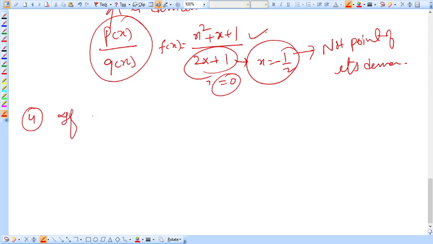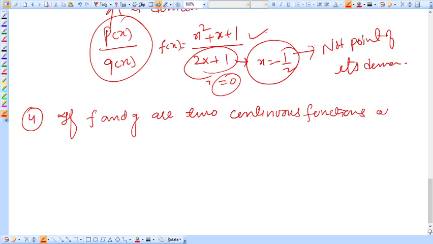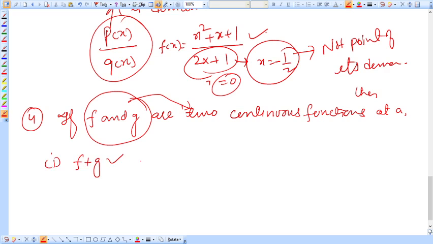Fourth, if f and g are two continuous functions at a, then देखो f and g क्या है? दो continuous function है, right? at a, दोनों continuous function है, a पे दोनों continuous है. then first f plus g भी will be also continuous at a, ये भी क्या होगा? continuous function होगा, किस पे? x is equal to a पे.